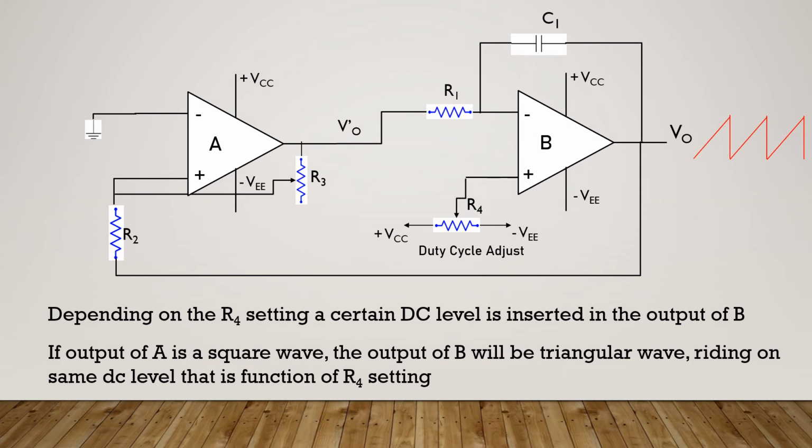If the output of A is a square wave, the output of B will be a triangular wave riding on the same DC level, which is a function of the R4 setting. As we can see, the output is a sawtooth wave. The decrease or discharging time is very small, and it discharges immediately.